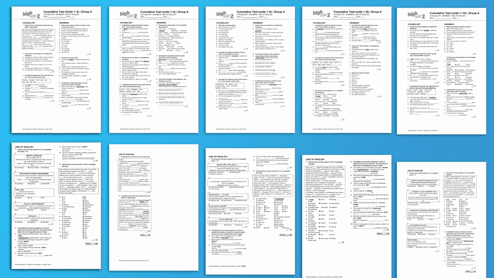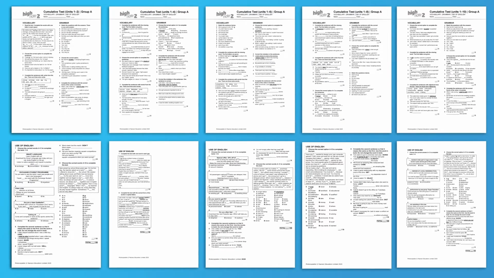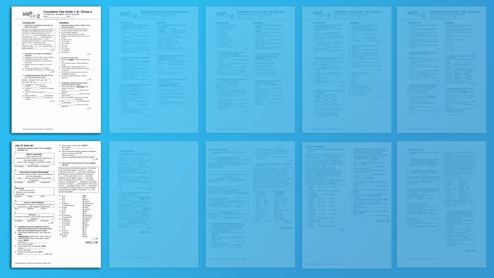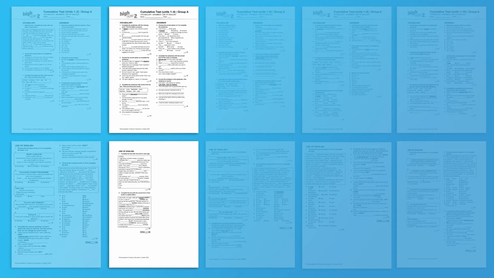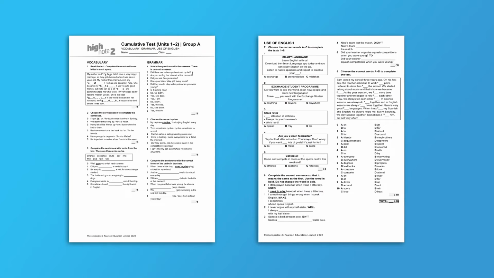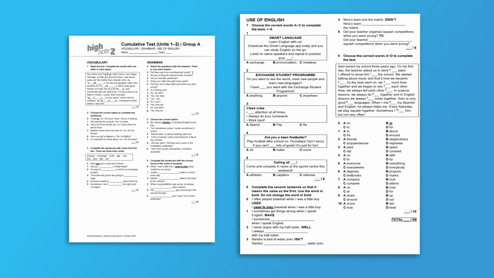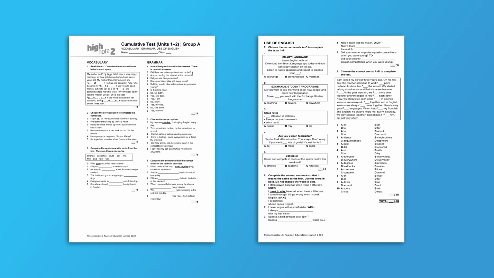The 5 cumulative review tests are designed to be used after every 2 units and test all the learning objectives from the units up to that point in the course. For example, Cumulative Test 1 focuses on Units 1 and 2, whereas Cumulative Test 2 focuses on Units 1 to 4, although the emphasis is on the most recent language. Each test has 3 parts: vocabulary, grammar, and use of English, all in both A and B versions. These can be assigned like the unit tests, according to time and needs.